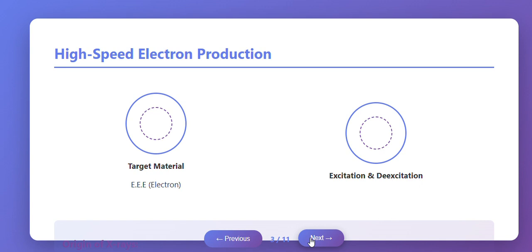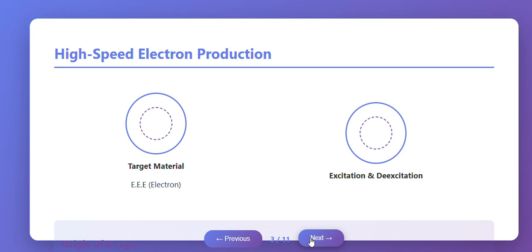Now, let's talk about how these high-speed electrons actually produce X-rays. Look at these circular diagrams on your screen. They represent atoms in the target material. When high-speed electrons collide with these atoms, several things can happen. First, we have excitation and de-excitation. That's when electrons in the atom jump to higher energy levels and then fall back down. Second, we have ionization. That's when electrons are completely knocked out of the atom.